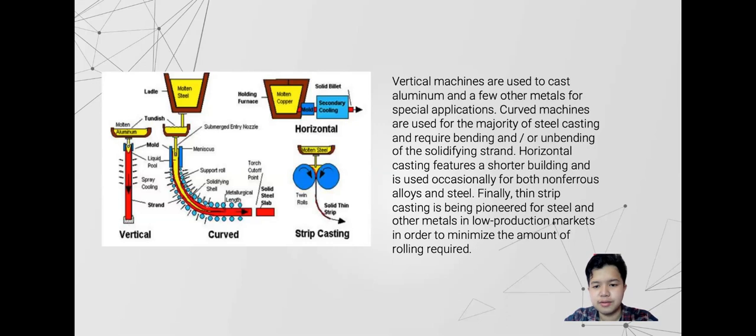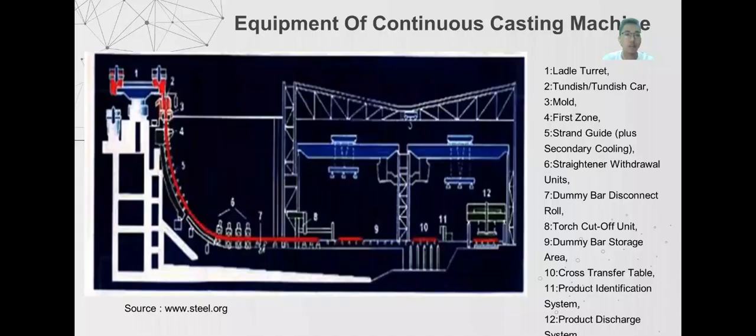And the horizontal casting features a shorter building is used occasionally for both non-ferrous alloys and steel. It's on the upper right side. And finally, the thin strip casting is being pioneered for steel and other metals in low production markets in order to minimize the amount of rolling required. And then next is this is equipment of continuous casting machine. This pictures of the configuration of continuous casting machine. There are several equipment that needed for this CCM machine.